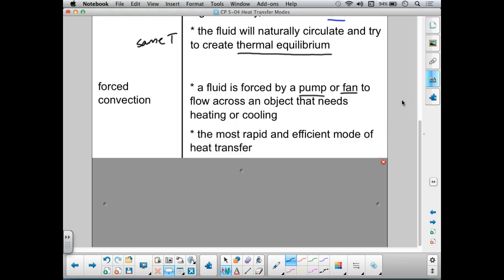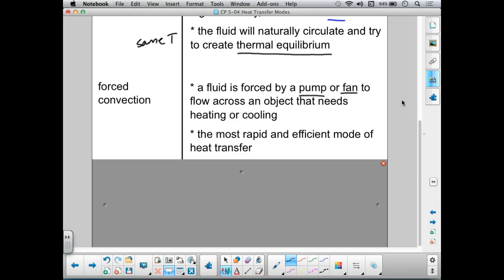And this is a very efficient mode of heat transfer. It occurs very quickly. So when your coffee is too hot, what do you do? You blow on it. And that is forced convection. You are forcing air to move across the surface of your hot coffee, take some of the thermal energy away, and therefore your coffee is going to drop in temperature because you're removing thermal energy. That is an example of forced convection. And it's pretty efficient, which is why we use fans for cooling everything from computers to rooms.